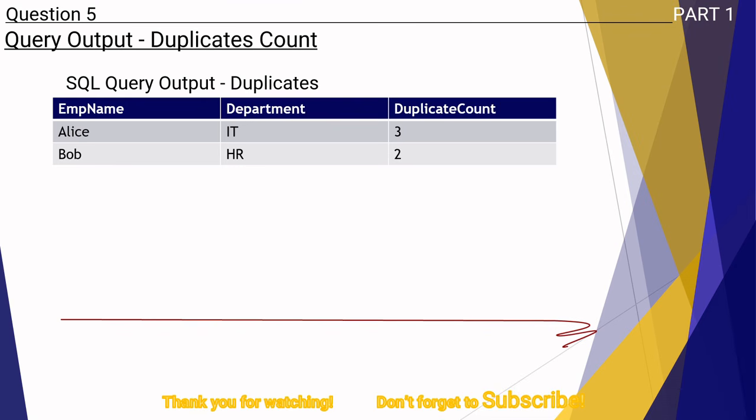After executing the query, we get this output. It shows the employees who appear more than once in the table, along with the count of how many times they appear. Alice is listed as a duplicate with a count of 3 and Bob as a duplicate with a count of 2.